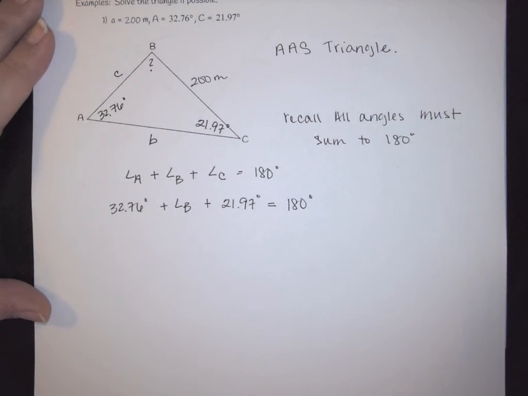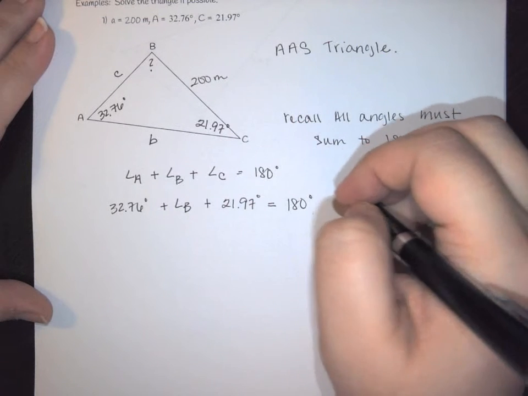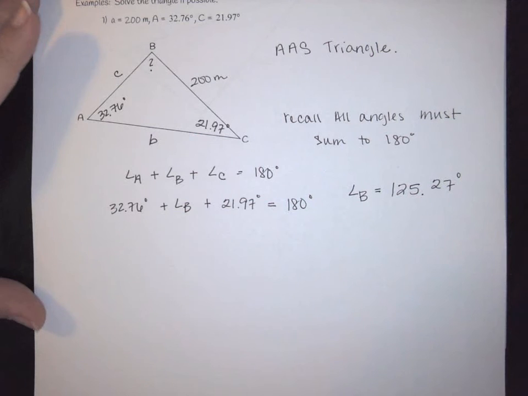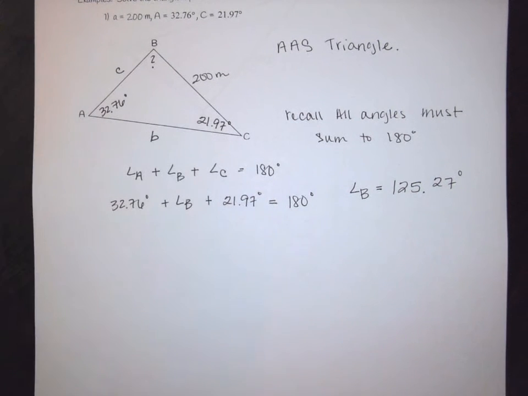So there is the first result that we have. Okay, we know that angle B now is 125.27 degrees. Now the next thing that we can do is we can use the law of sines in order to solve the rest of the problem.